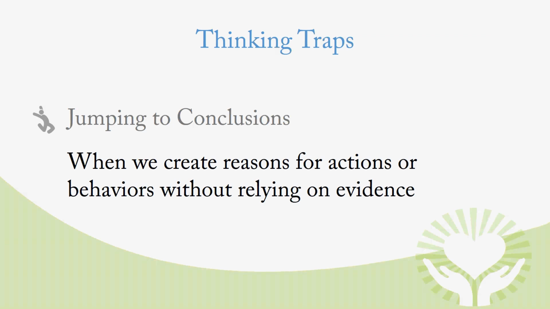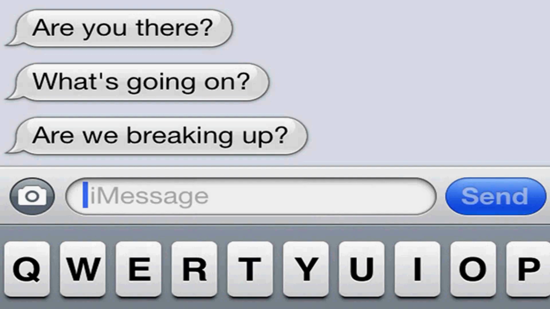Jumping to conclusions is when we create reasons for actions or behaviors without relying on any evidence, really. And the next slide I have as an example is a very classic example as well. Text message: Are you there? No response. What's going on? No response. Are we breaking up? So just because they didn't respond doesn't mean you're breaking up. It might mean, I don't know, they're in the bathroom. So jumping to conclusions is immediately going to a conclusion without any evidence to support that conclusion.